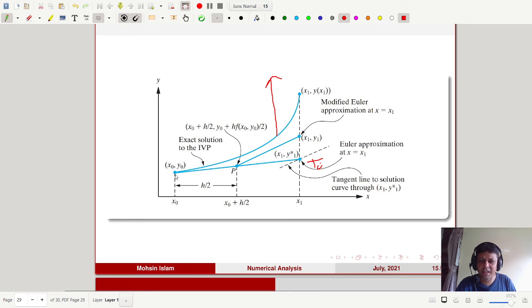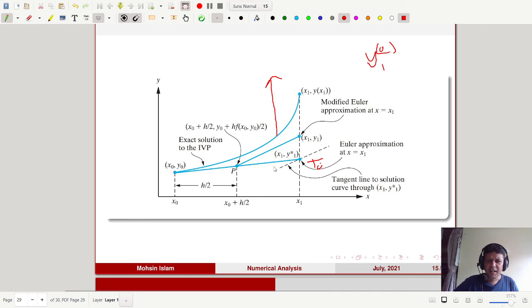T naught is the tangent at P, at this point x naught y naught, and this is the point x1, y1 naught. Let us write in the geometry y1 naught. This is your x1, y1 naught, the unknown. You can calculate this by Euler's method. So this is the point x1 y1 naught, and this is x1 y1, okay.